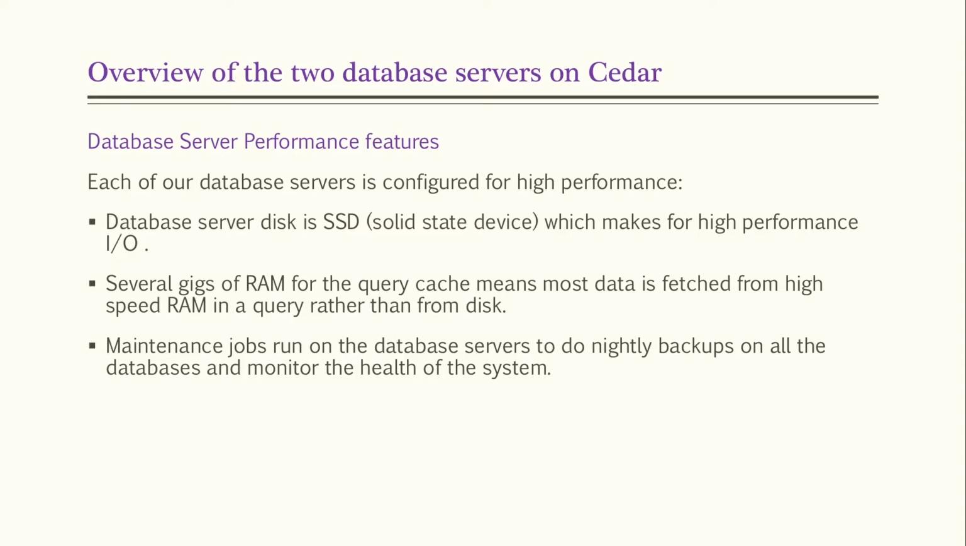All these servers have several gigabytes of RAM for the query cache, which means that most of the data is fetched from high-speed RAM in a query rather than from disks. Because we have this cache that is made in memory, most often when you are querying a database, the data that is actually retrieved for you will be the data hosted in RAM. That allows the database server to retrieve in a faster manner, given that in-memory access is way faster than accessing even the SSD solid state.